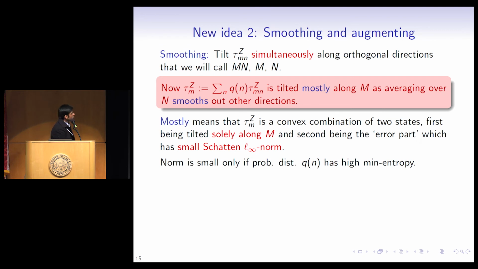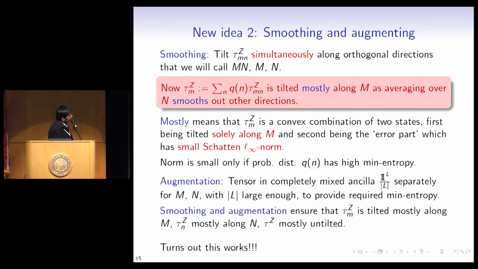But wait, P_Q was fixed a priori. So the other idea, which is known as augmenting. Augmenting means we have the initial encoded state rho_m, and we augment it, or we take its tensor product with a maximally mixed ancilla of dimension L. The dimension L should be large enough so that the min entropy is under control, high enough. So finally, we take the state tau, we first augment it with the ancilla along m and n separately, and then we tilt it along this direction.